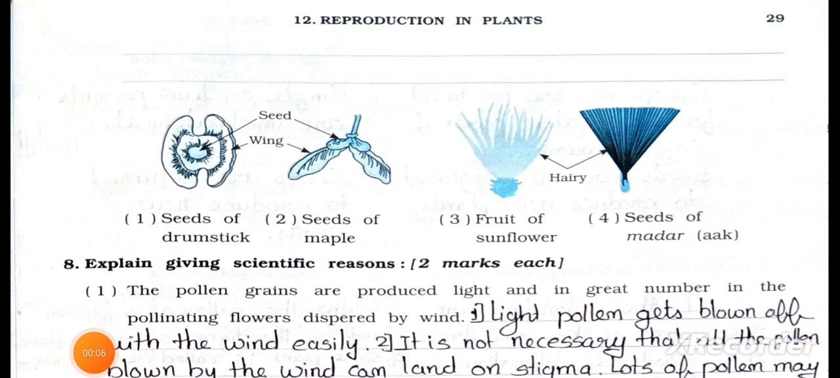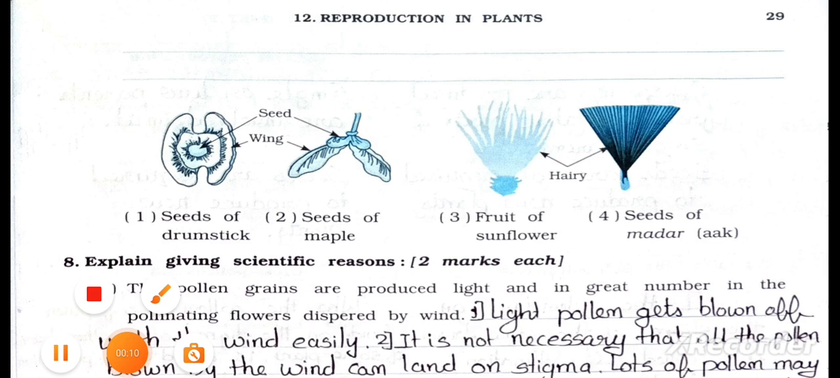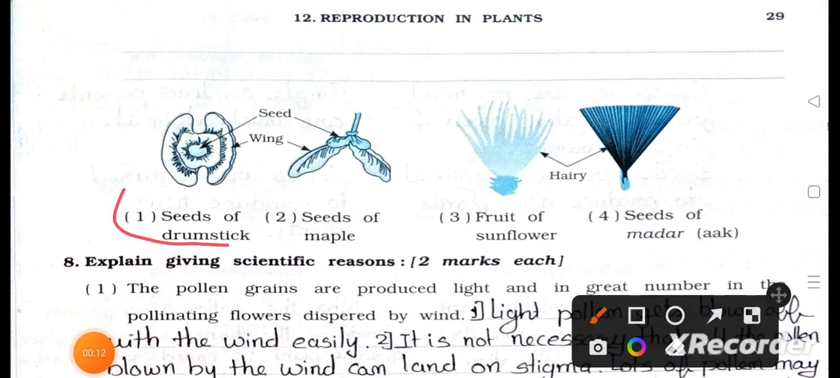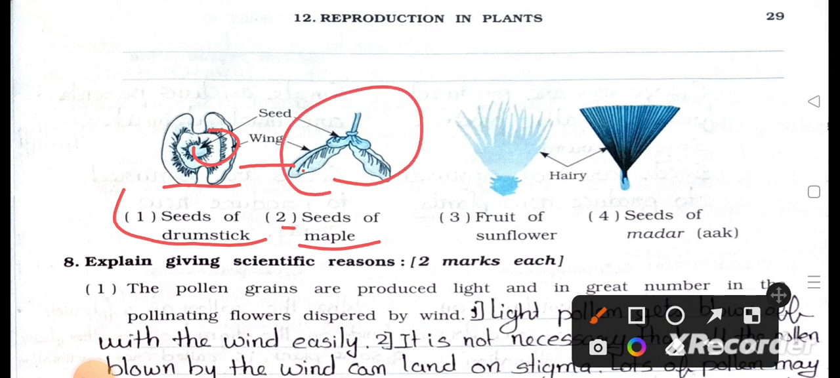See, with the figure the examples are given. This one is the seeds of drumstick. Here the seed is there and here wings are there. Through the wings it flies. Seeds of maple. Now see fruit of sunflower, and here hair is there. Seeds of madar means aak.